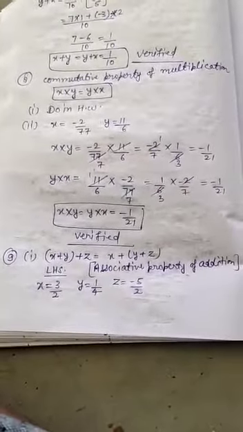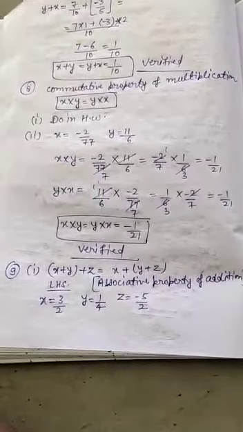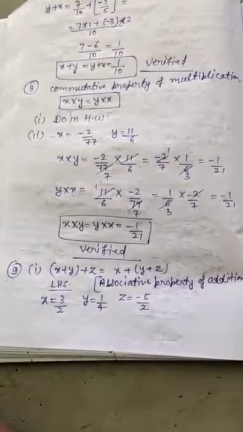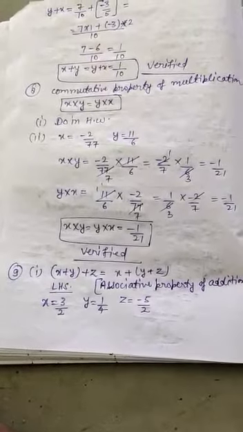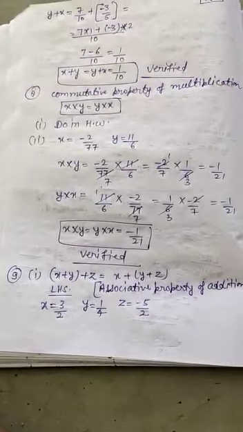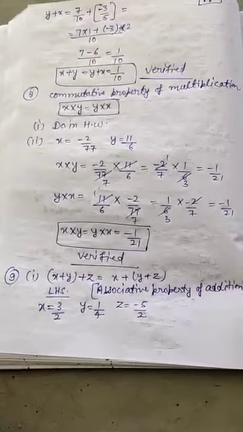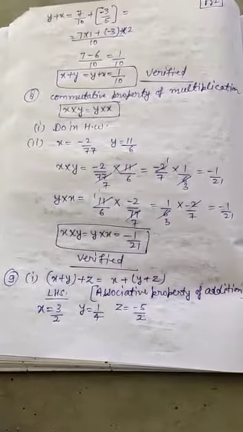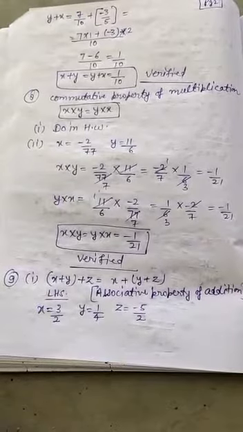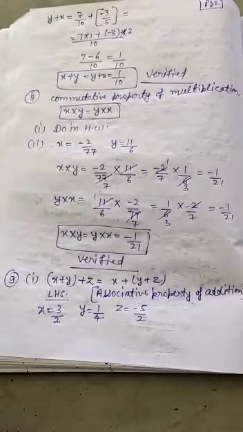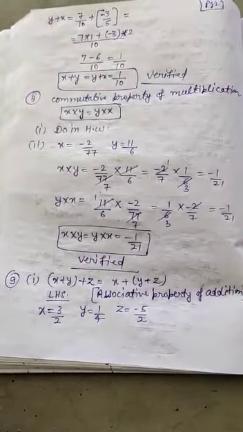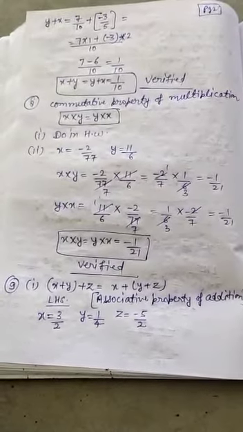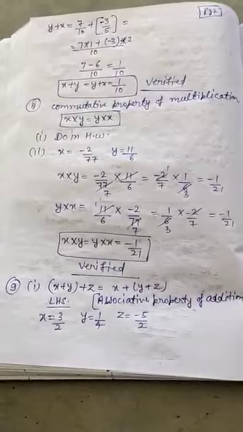In the next question, there are three values of x, y and z, and a property is written which is known as associative property of addition, because we are grouping two variables at the same time. Now we will check x plus y plus z equals to x plus y plus z. It means we will satisfy the associative property of addition.